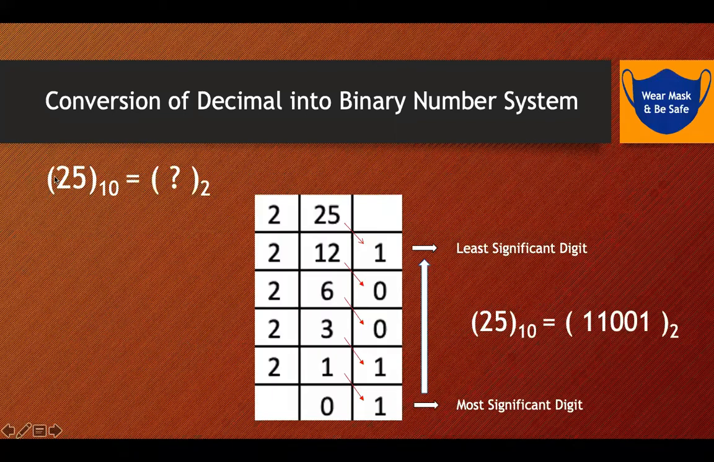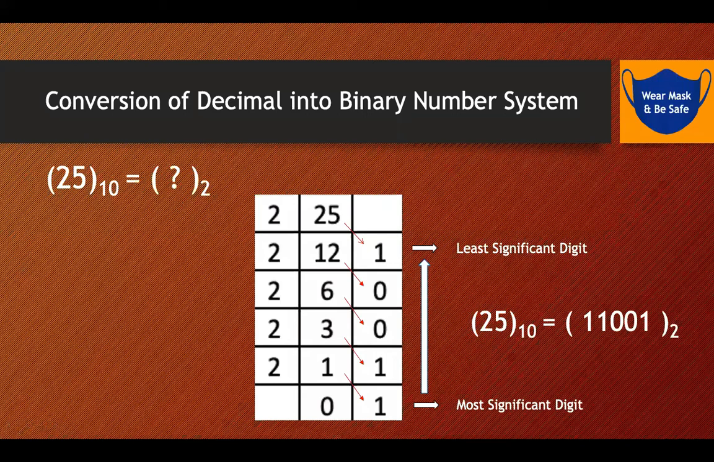Here you can see 25. So 25 is a decimal number. Why is it a decimal number? Because here you can see 10 in subscript. If 10 is in subscript, that means this is a decimal number. In the same way, if you see a 2 in the subscript, then whatever number comes will be a binary number.